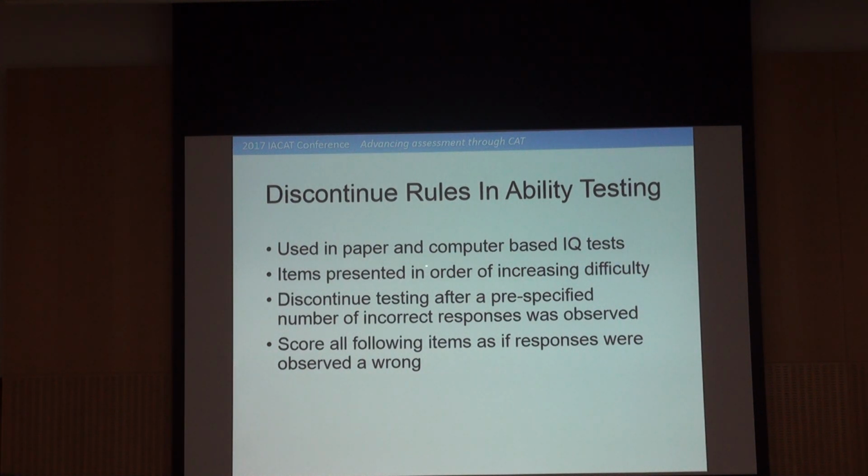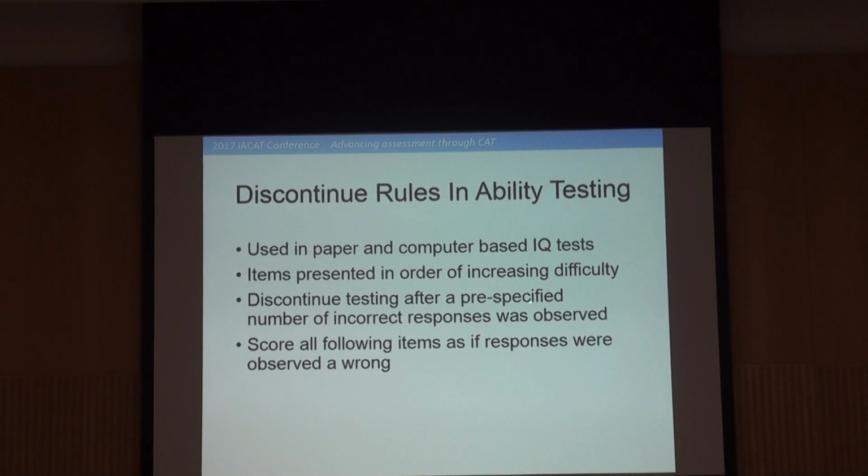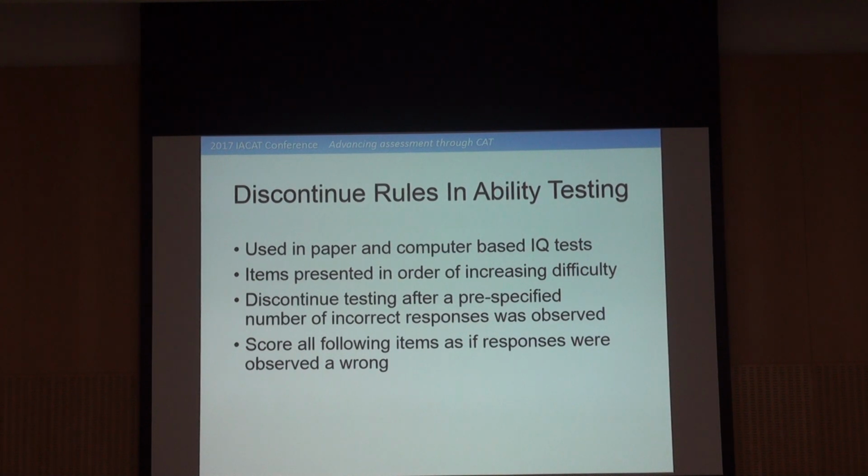I already mentioned, they're used in paper and computer-based tests. Basically, it's a very simple rule. You present the items in an increasing order of difficulty. You discontinue after some wrong responses. It's pre-specified in the test manual, obviously. And then you just assign incorrect responses after that. And we pretend then that these responses are actually observed. We just treat them as wrong. There's no partially correct, no nothing. It's a very simple rule.